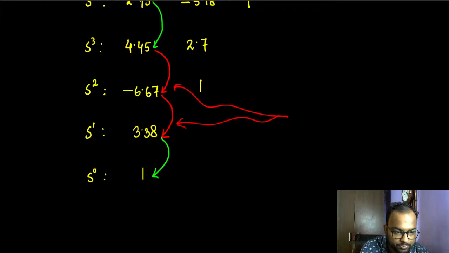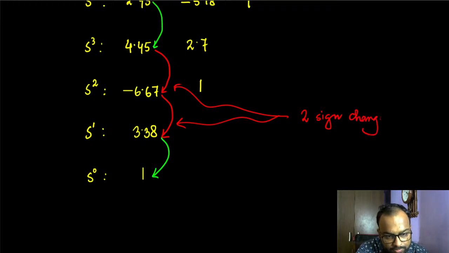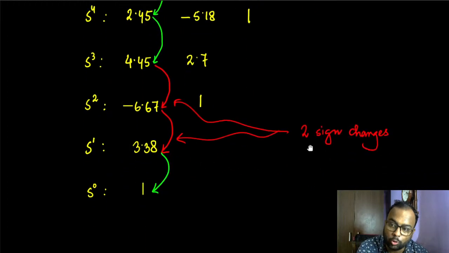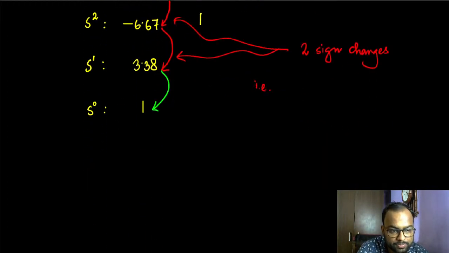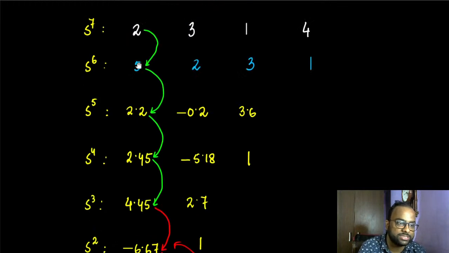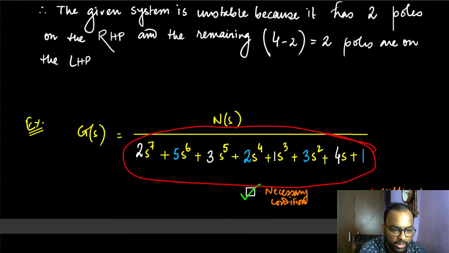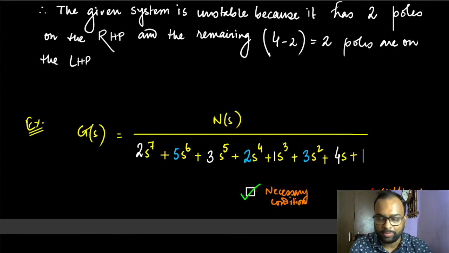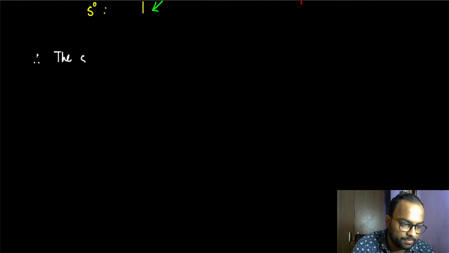So 2 sign changes, which means there are 2 poles in the right half plane. So this polynomial is not a Hurwitz polynomial, because it does not have all of its roots in the left half plane. 2 of its roots are in the right half plane, and the remaining 5, because it has 7 roots, are in the left half plane. Therefore, the system is unstable.